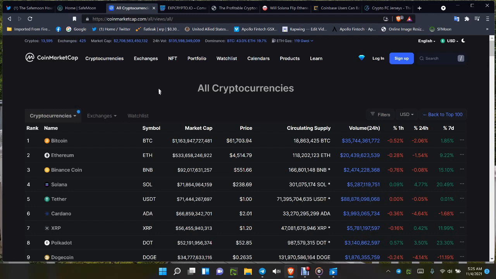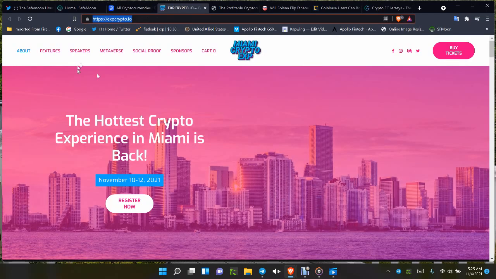Check it out. Bitcoin at 61,703. Ethereum at 4,514. Solana's advancing, at 238 and up 20% for the last 7 days. A few coins have done that. Polkadot's up 23%, and more. Ethereum has been setting the pace and it's up 9%, at all-time highs. All you got to do is keep going, market. That's all you got to do.